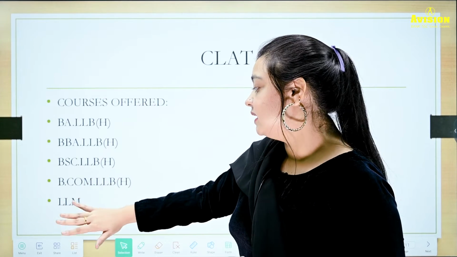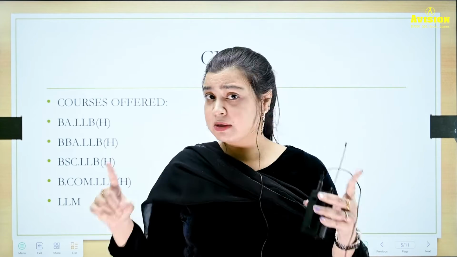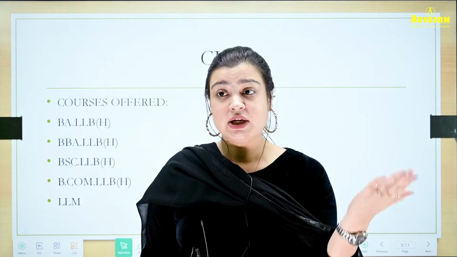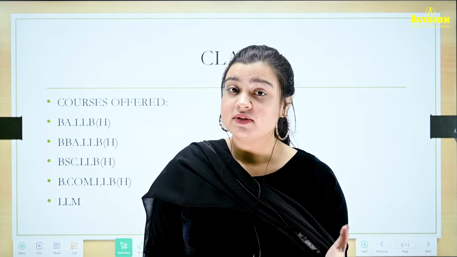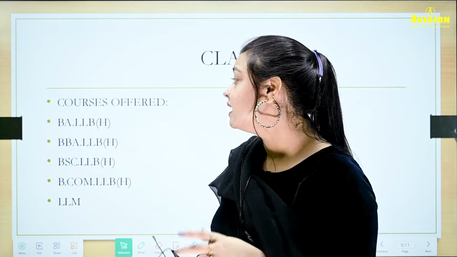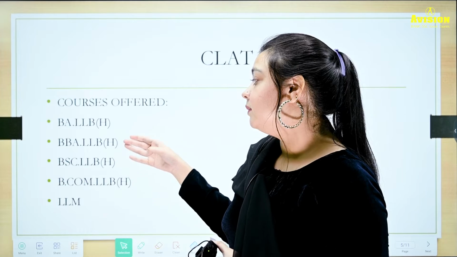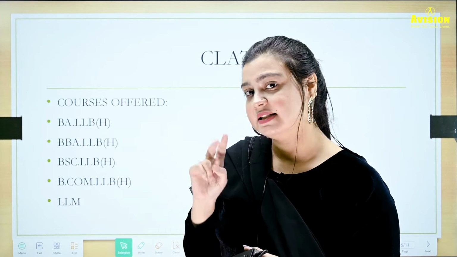We will not see LLM here because CLAT is basically divided into two categories. One is UG and the other is PG. UG is for undergraduate students. For undergraduate students, we have these 5 years integrated law degrees. That is BA LLB, BBA LLB, BSc LLB, and BCom LLB honors, where you're getting 2 degrees at the same time.